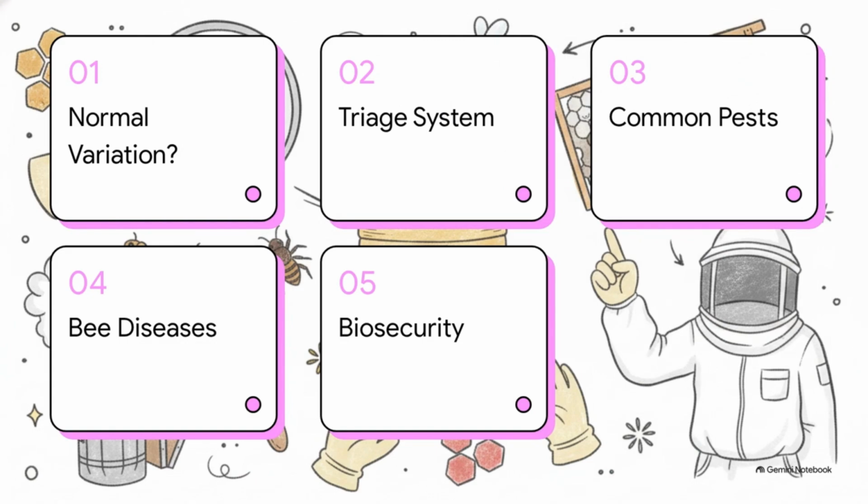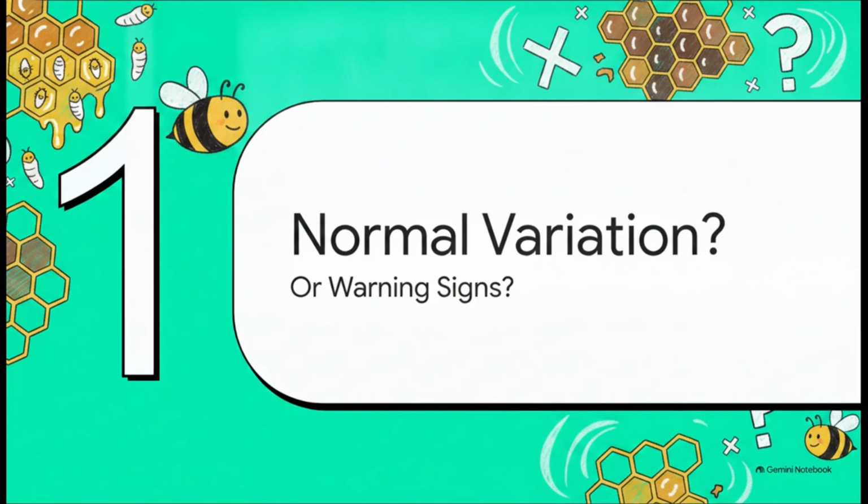We'll cover normal variation versus actual disease, the beekeeping triage system, common pests and intruders, brood and adult bee diseases, and finally, biosecurity and gathering evidence. Starting us off, Section 1, normal variation or disease.